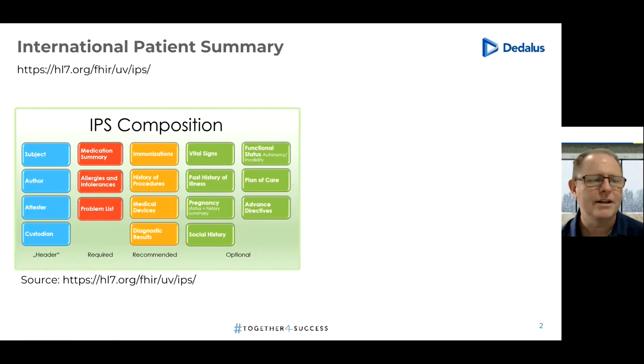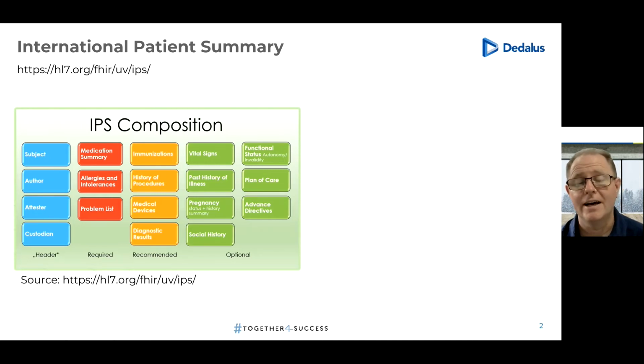In the orange or the yellow there is a set of recommended aspects to the IPS around immunisations, some procedures that they may have had, theatre procedures that they may have had over time. Medical devices, if they were recorded in the sending system, and any diagnostic reports or results that have been generated that are applicable to this summary. So there might be some radiology exams that you want to include as a note as part of this IPS.